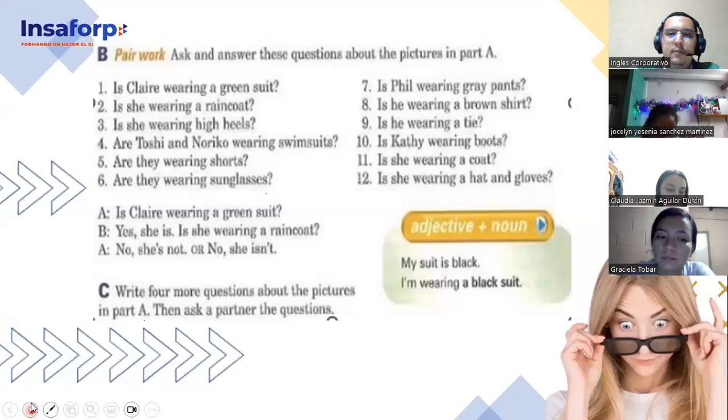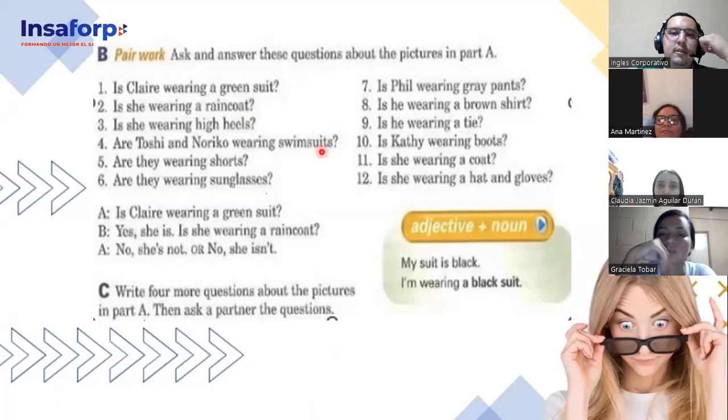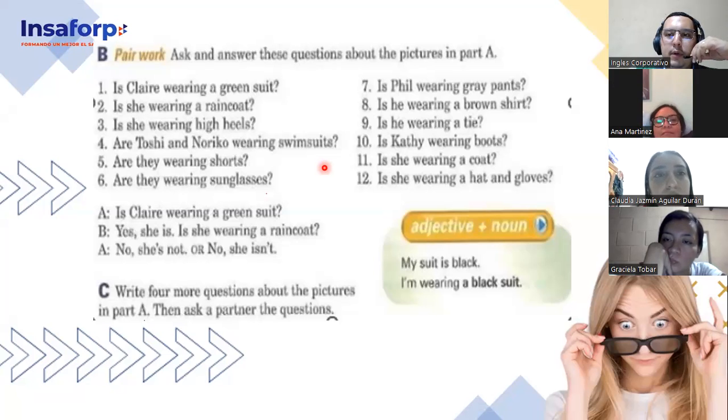Okay, next we're going to move to the third one. Let me see what we have here. Oh no, we are good. Paperwork: ask and answer questions about the pictures. But here we don't have the picture, we just have the numbers 1 to 6. We have a lot of questions right here. Well, here we don't have the image, so we can answer whatever we want. You can use your imagination in order to tell me whatever answer you might select according to the question.